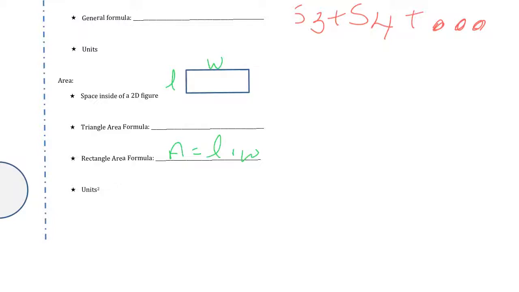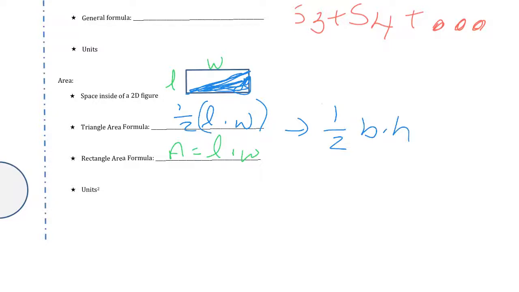Now, if I want to do a triangle, I could use the rectangle to kind of help me. Length times width is a rectangle. But if I wanted a triangle, I'd be cutting my rectangle in half. So it's 1/2 length times width. But we usually just write this as 1/2 base times height for a triangle. That's the area formula for a triangle.